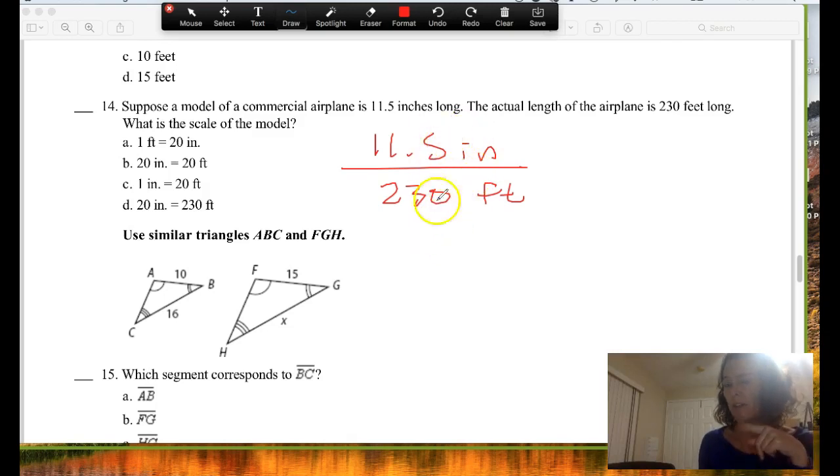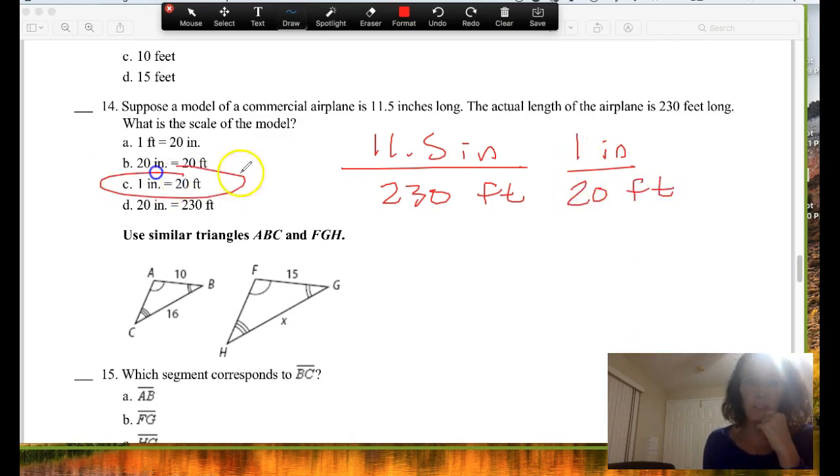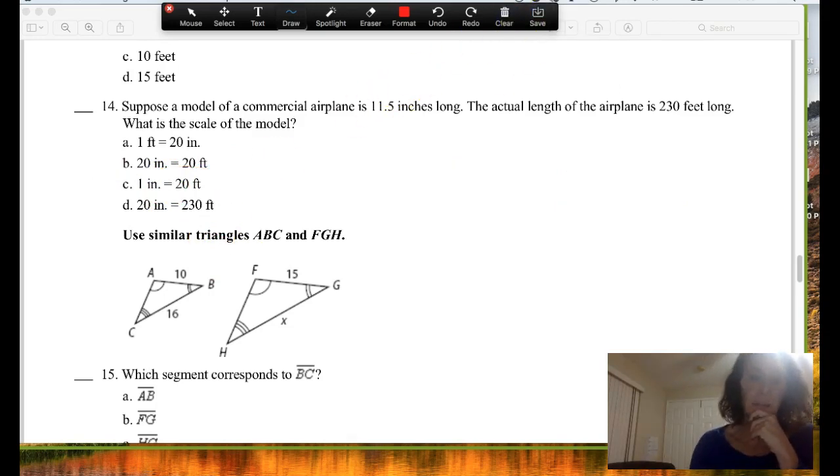So I'm not going to divide both by 230 because I don't want it to be in feet. That's the actual thing. I want it to be in inches. So I'm going to divide both by 11.5. 11.5 divided by 11.5 is 1 inch. And then 230 divided by 11.5 is actually 20. That's a beautiful number. So 1 inch is 20 feet. And there you go. All right, let's look at the next one.